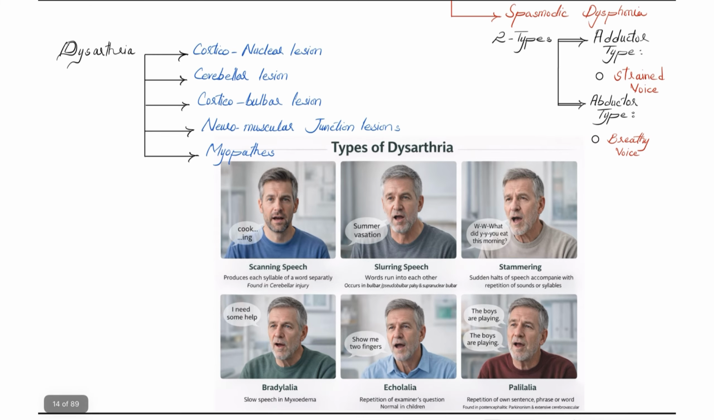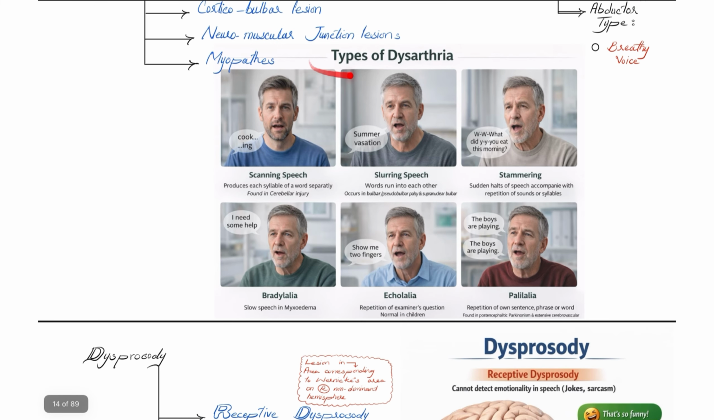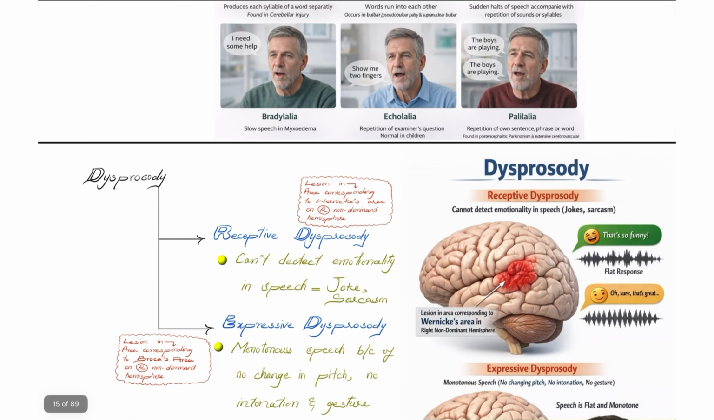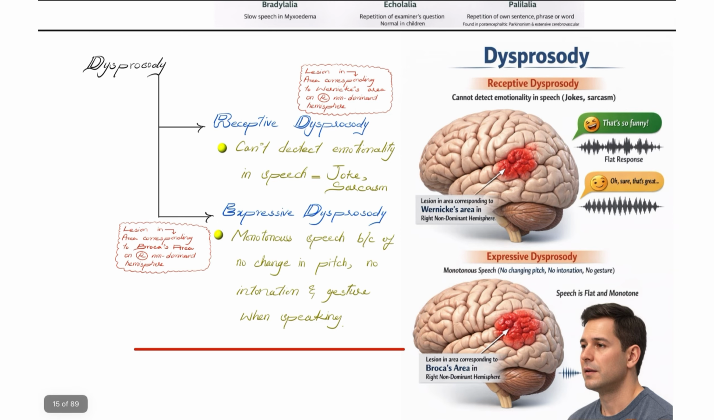Now it is time for us to discuss dysprosody. Before talking about the causes or etiology of dysprosody, let's first know what it is. So do you remember the location of Broca's area and Wernicke's area? We know that Broca's area is located at the inferior frontal gyrus of the dominant hemisphere, and Wernicke's area is located at the superior temporal gyrus of the dominant hemisphere.